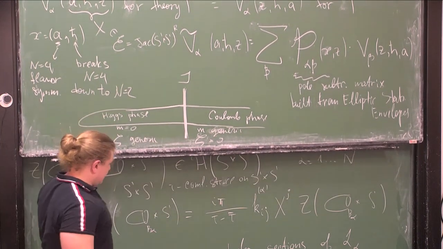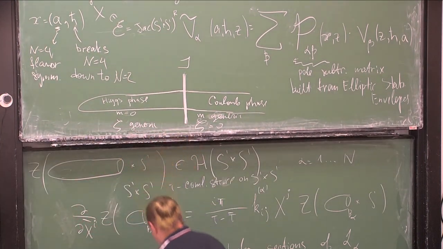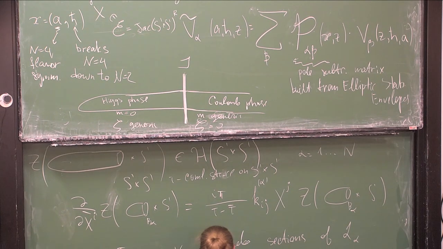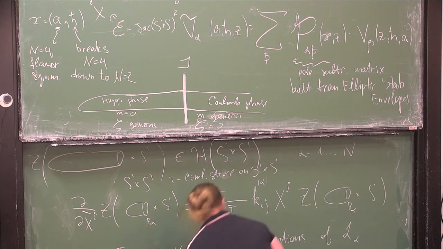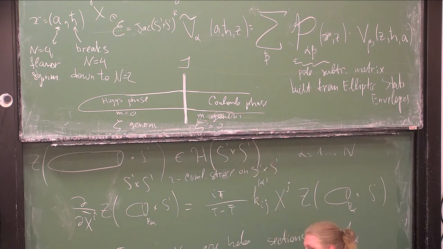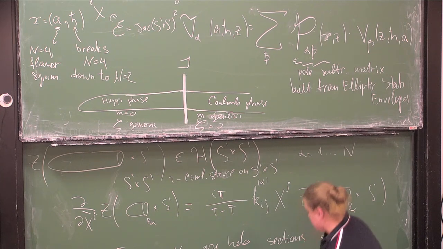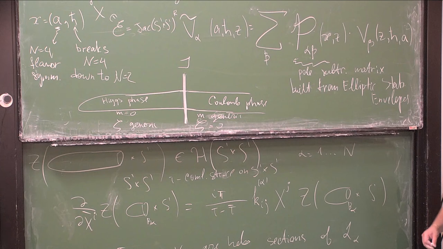And together these bundles can be glued to a section of a certain bundle over the equivariant elliptic homology, which is a scheme of your either Higgs branch or Coulomb branch, depending on which phase you're in.